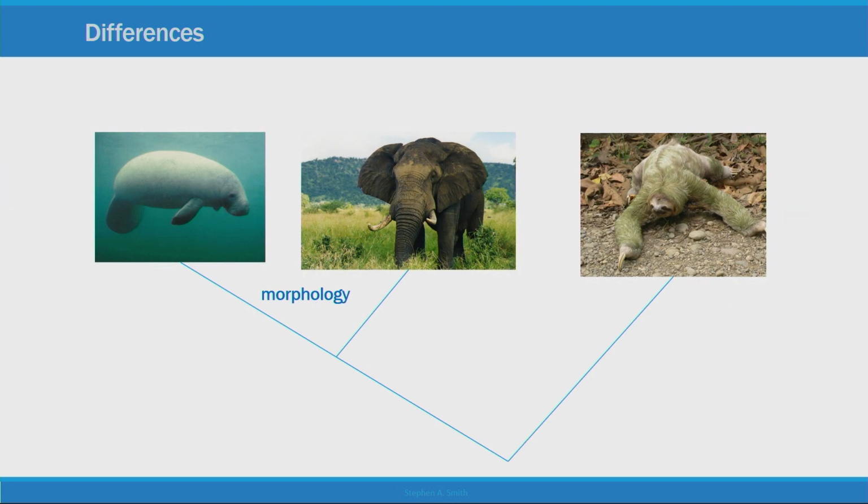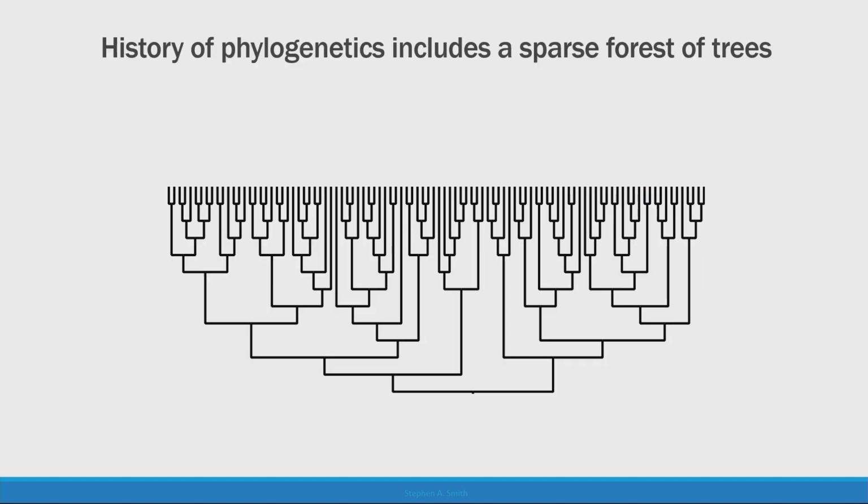So if we looked at morphology, we end up suggesting that elephants are more closely related to manatees than they are to sloths. If you sequence the DNA, you actually say elephants are more closely related to sloths than to manatees. Okay, so that's something we're going to come back to in a little bit.